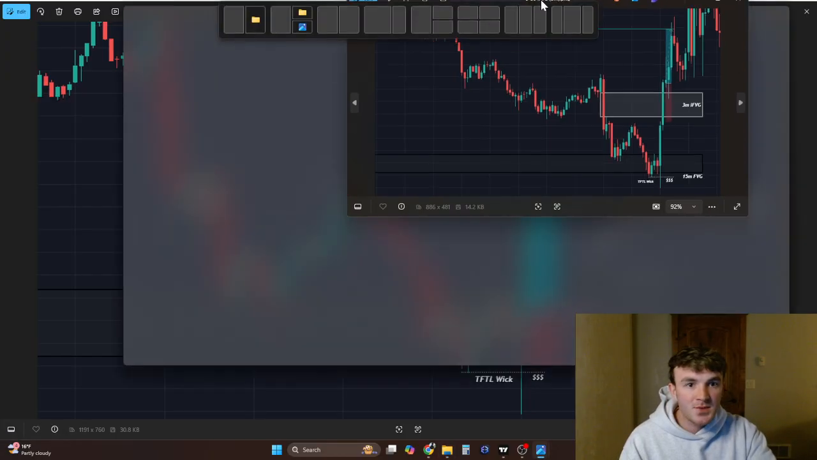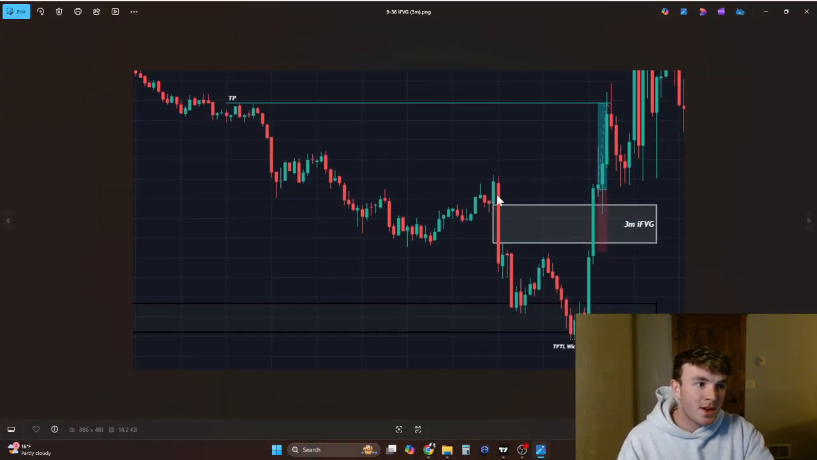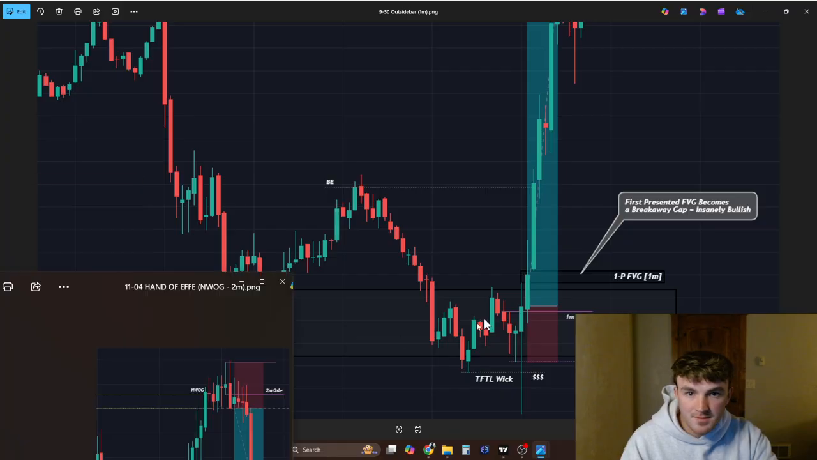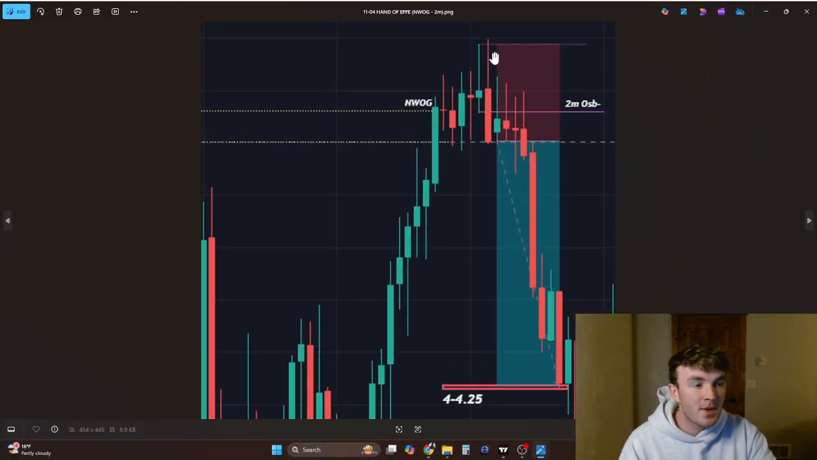So what else do we have? I'm not sure I like this one that much, but I'm going to note it, right? We had an inversion on the 3-minute. Maybe you take this as a scalp. And then later on in the day, we had an outside bar off of a new week opening gap.